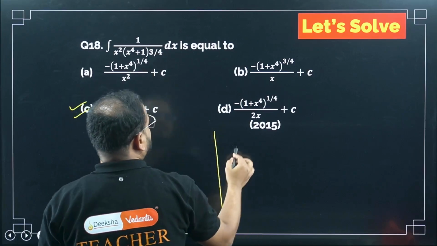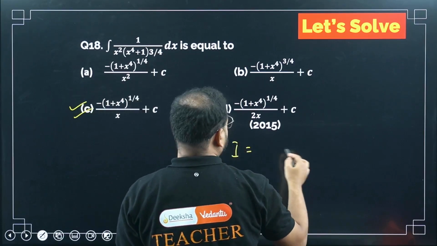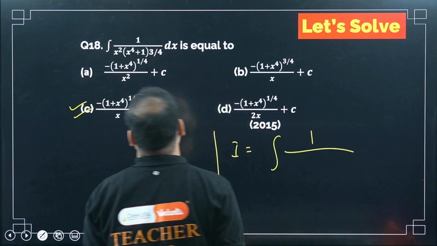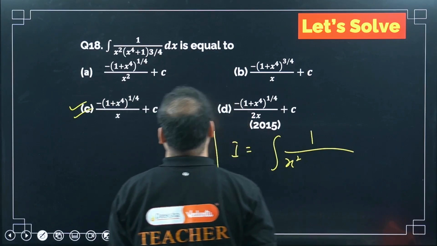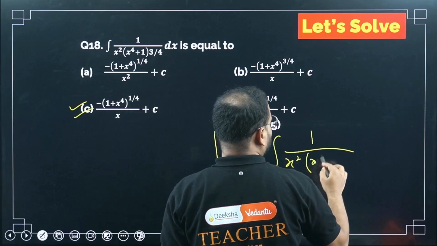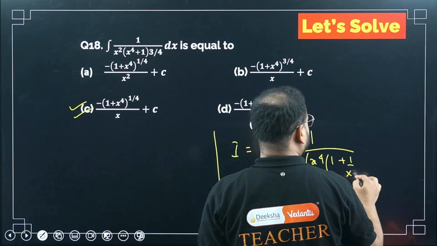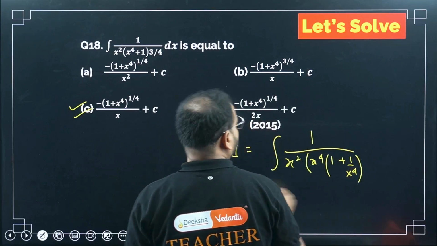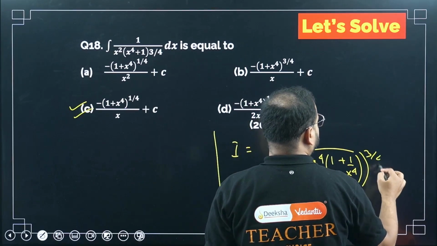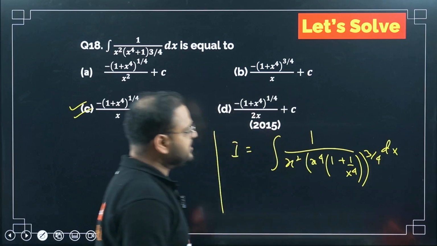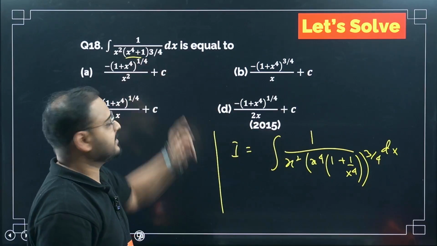So if I take this integration I as 1 upon x square, take x power 4 common. What are you going to get? You're going to get 1 plus 1 upon x power 4, the whole thing to the power 3 by 4, dx. Please check, I've taken x power 4 common only inside over here.